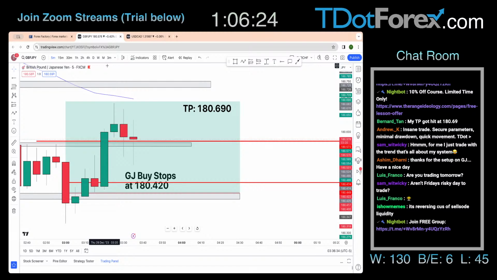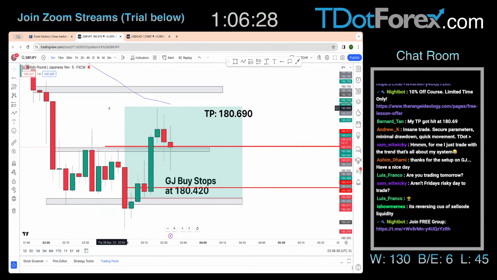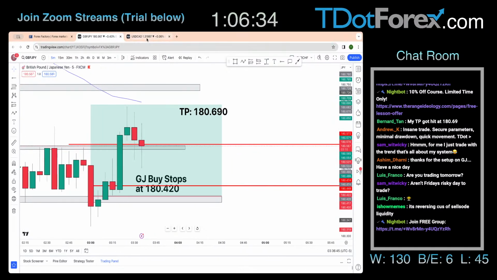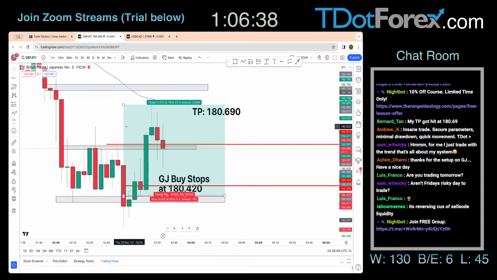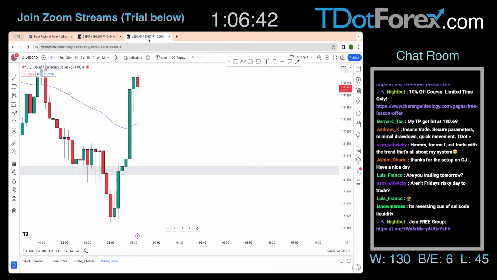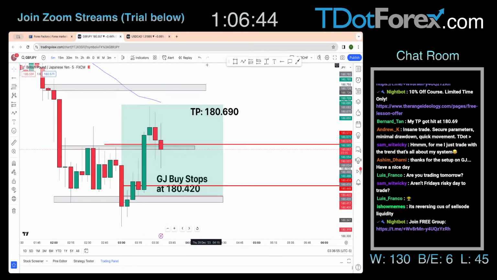It's reversing because of the sell side liquidity. But again, you can still get up top here and hit this level. I still believe that. If it completely reverses here, no problem. But we can take a look at that.